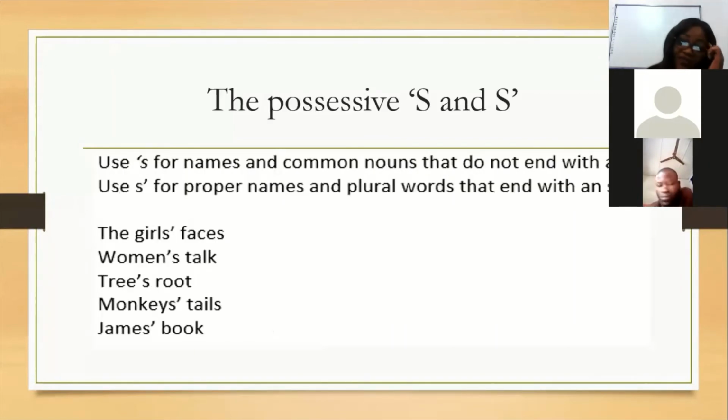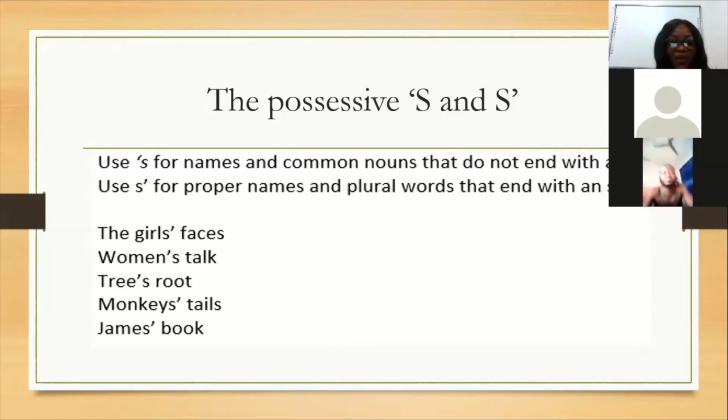And then, of course, we have the possessive, the apostrophe S and the S apostrophe. My students always ask me, when do I use apostrophe S? When do I use S apostrophe? There is a very simple rule to follow. When you are using a possessive with a noun that ends with an S, please add only the apostrophe, do not put a second S. But if it's a word or a noun that doesn't end with an S, then use the apostrophe S.